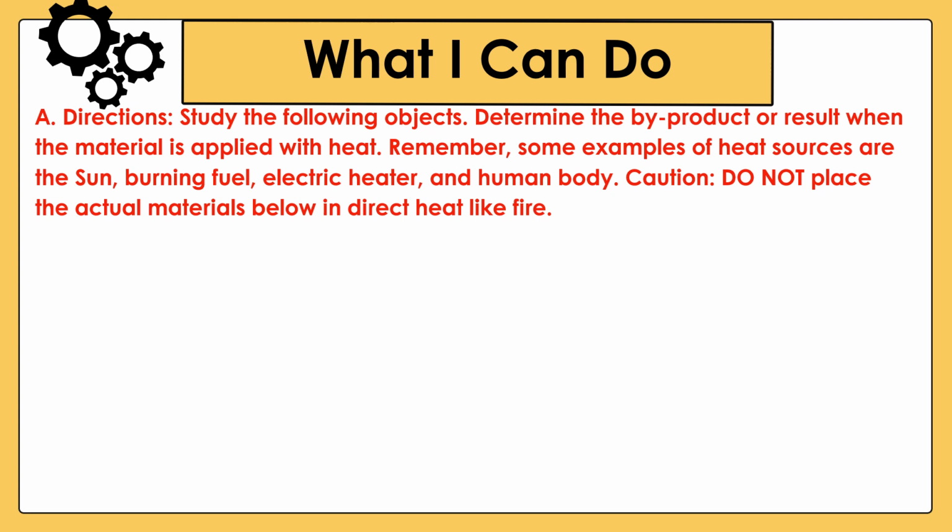This time, let's see what you can do. Directions: study the following objects. Determine the byproduct or result when the material is applied with heat. Remember, some examples of heat sources are the sun, burning fuel, electric heater, and human body. Caution: do not place the actual materials below in direct heat like fire.